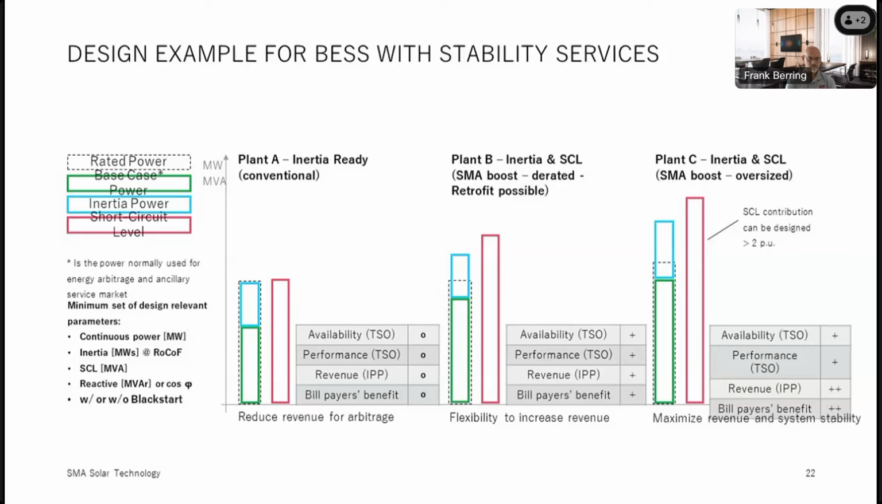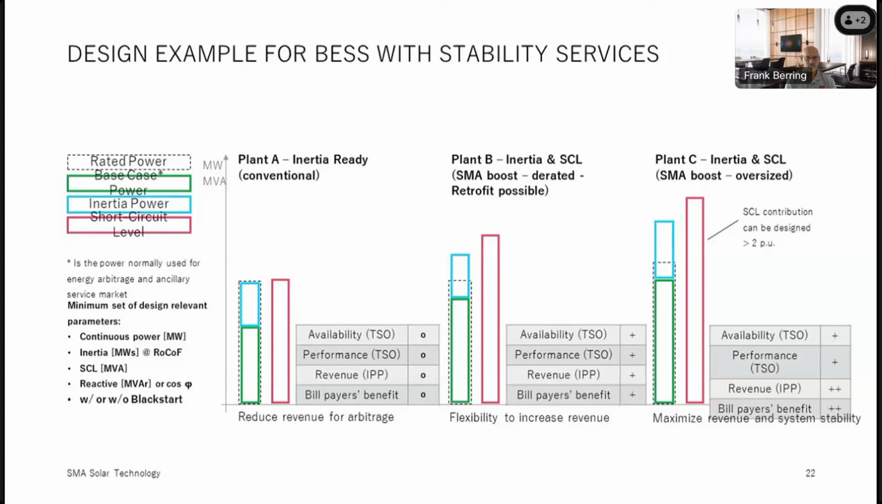If you look at plant A, inertia ready, conventional, we have the dashed line, that's the inverter capability. So we lower the base case. The base case is, for example, 100 megawatt, and the inverters are designed for 150 megawatt. So we use 100 megawatt for the base case power, and we use 50 megawatt for inertia on top of that. And the short circuit current is also 150 MVA, so that's the same. So that's our conventional design, but that's not very optimized, because if we are looking at optimization by means of very short duration, right, inertia is not needed for hours, short circuit current is not needed for hours, not even minutes.